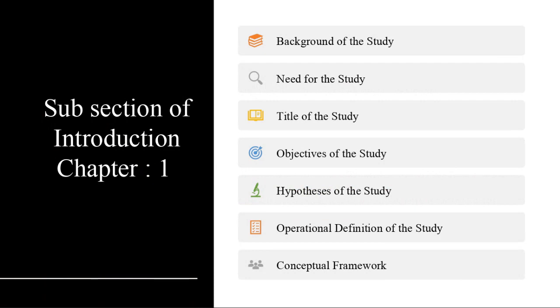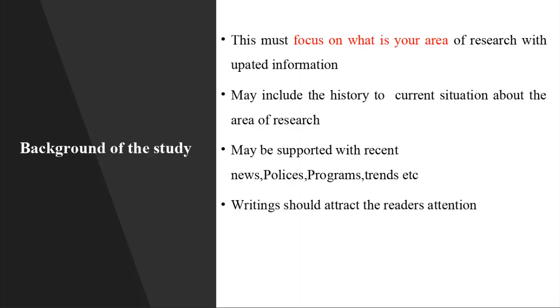We have some subsections under the introduction, that is chapter 1. First, we have to write about the background of the study. Then we give the information about the need for the study. Then we write about the title. Then write the objectives of the study. Write the hypothesis of the study. List down the operational definitions of the study. And formulate your conceptual framework.